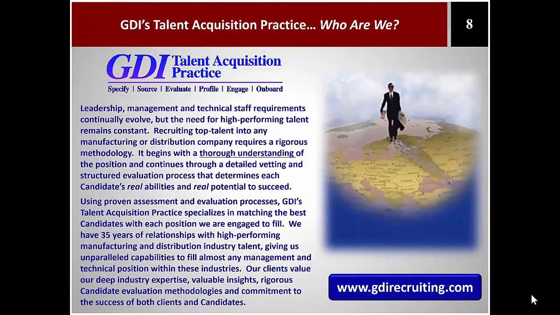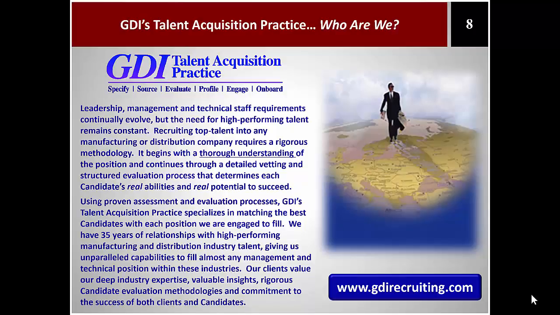A good place to start today will be to talk a little bit about GDI's talent acquisition practice and who we are. Leadership, management, and technical staff requirements continually evolve, but the need for high-performing talent remains constant. Recruiting top talent into any manufacturing and distribution company requires a rigorous methodology and should never be left just to instincts. This process begins with a thorough understanding of the position and continues through a detailed vetting and structured interviewing process that determines each candidate's real abilities and real potential to succeed.